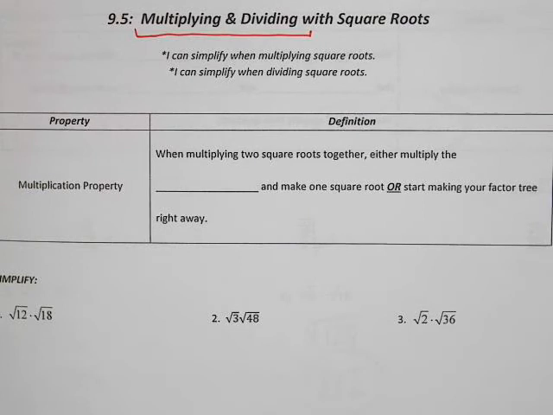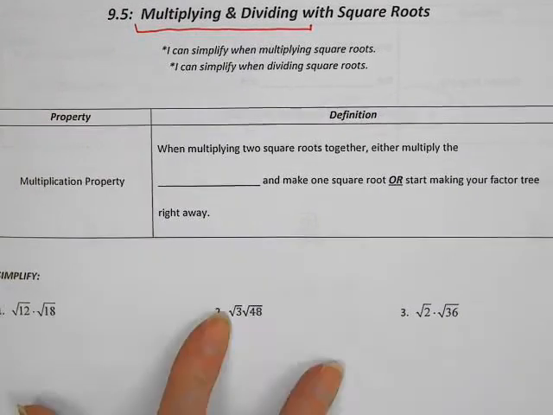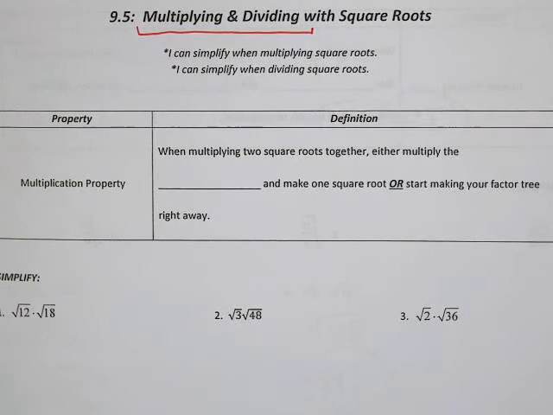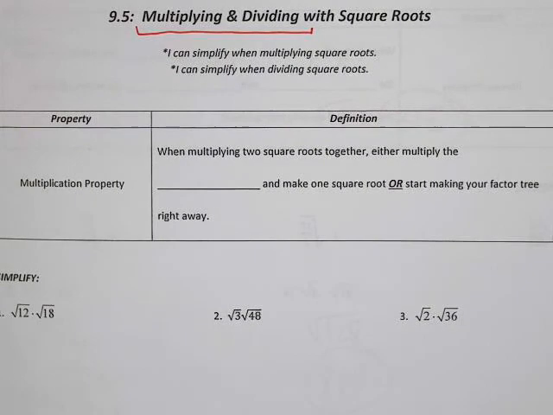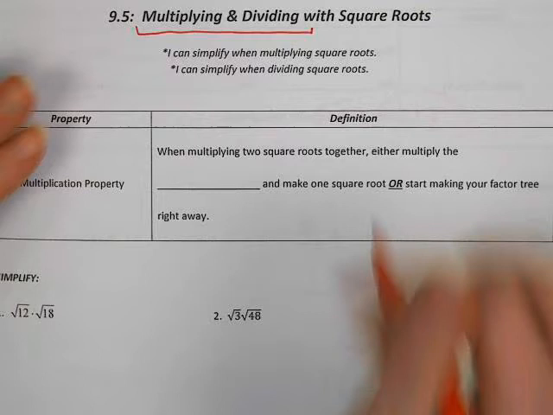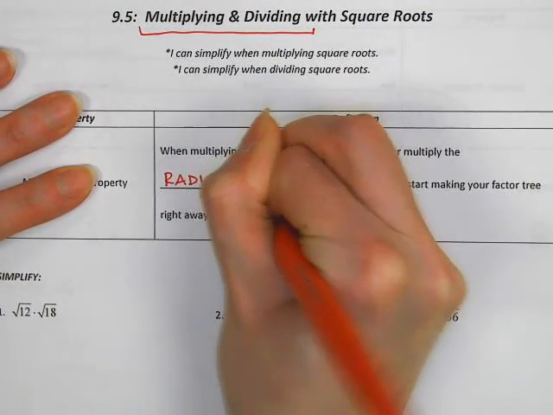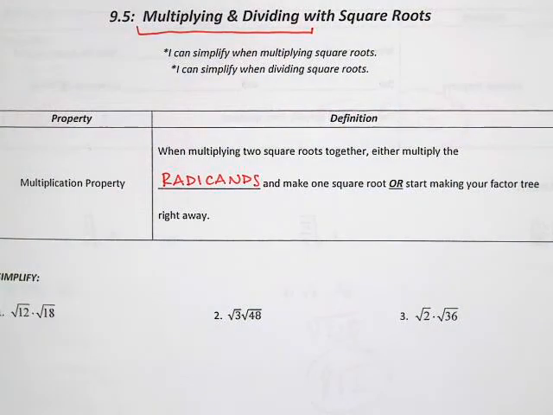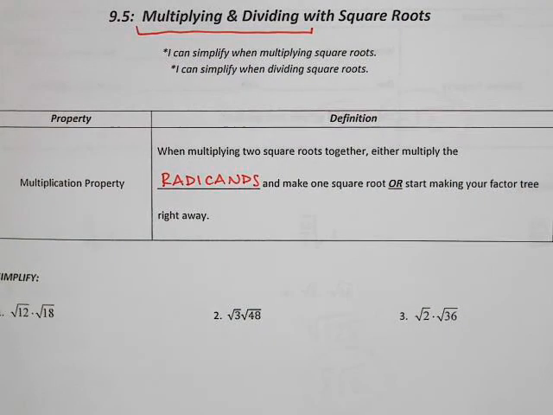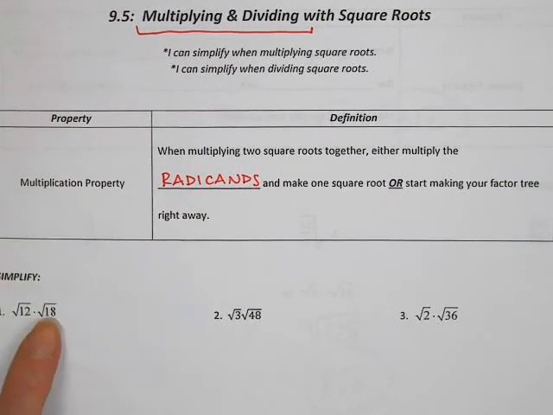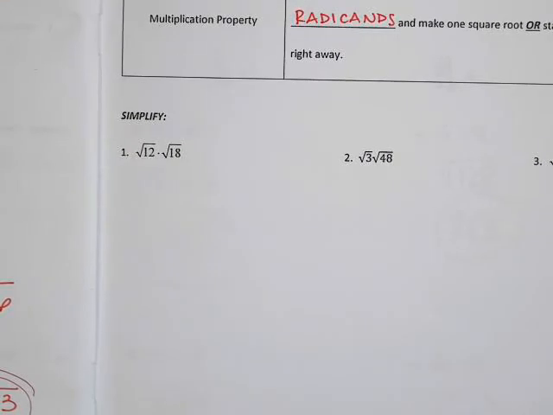So you already know how to type them in the calculator, how to simplify them, how to add them, how to subtract them, and today we're going to finish with multiplying and dividing. All right, so when multiplying two square roots together, you either multiply the radicands right away and make one big giant square root to simplify, or you start making your factor tree off of them individually and then combine it later. Okay, so I'll show you both ways.